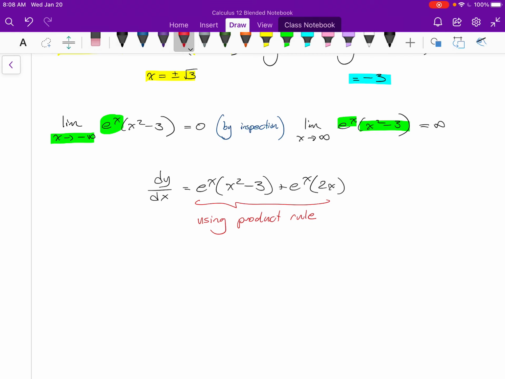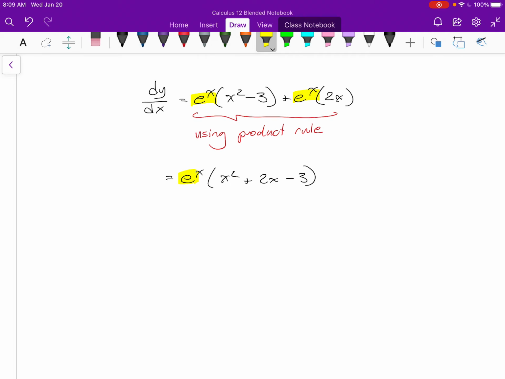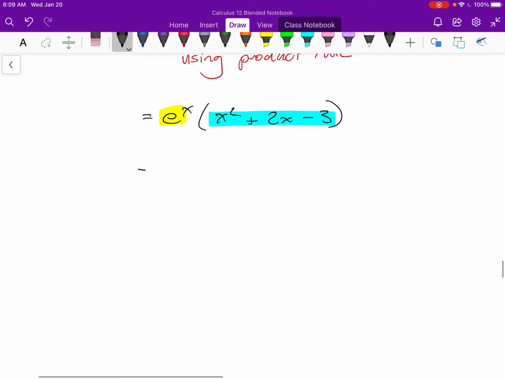While that's okay, I can clean this up fairly easily by taking out that common factor of e to the power of x from both of those. I get e to the power of x times x squared plus 2x minus 3, which is a nice trinomial. If I can factor it, it'll be helpful for what I'm going to do in a moment. And I can factor that. It factors into x plus 3 and x minus 1.